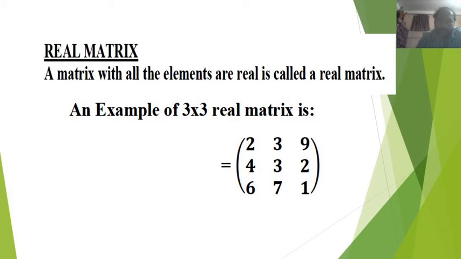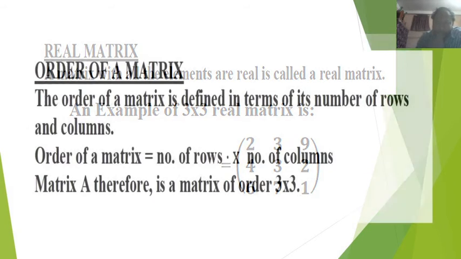Real matrix. What is a real matrix? A matrix with all elements being real numbers is called a real matrix. This is an example of a 3 by 3 real matrix. The elements are all real. The elements 2, 3 and 9 are the first row, 4, 3, 2 is the second row, and 6, 7, 1 is the third row. And 2, 4, 6 is the first column, 3, 3, 7 is the second column, and 9, 2, 1 is the third column. This is a 3 by 3 square matrix.